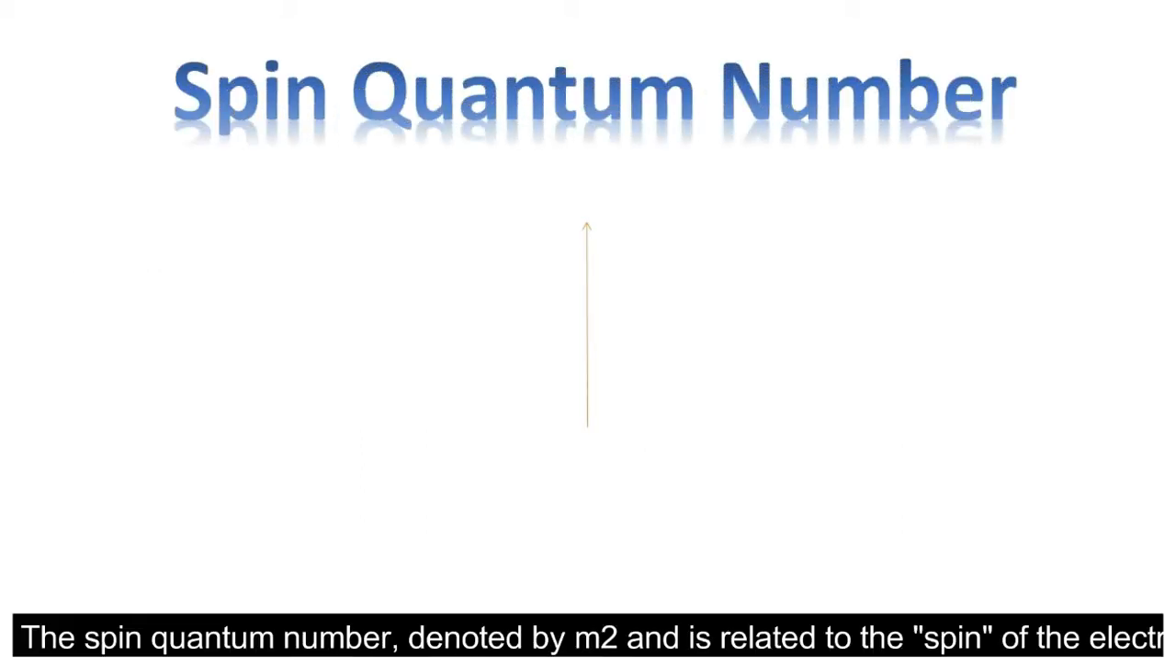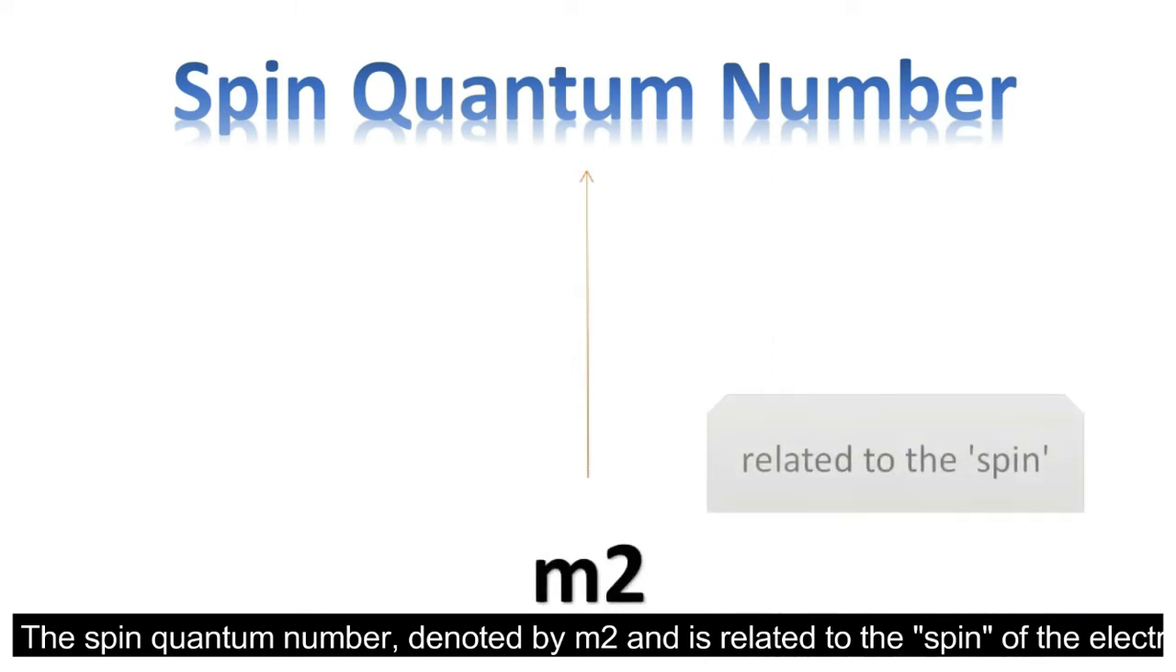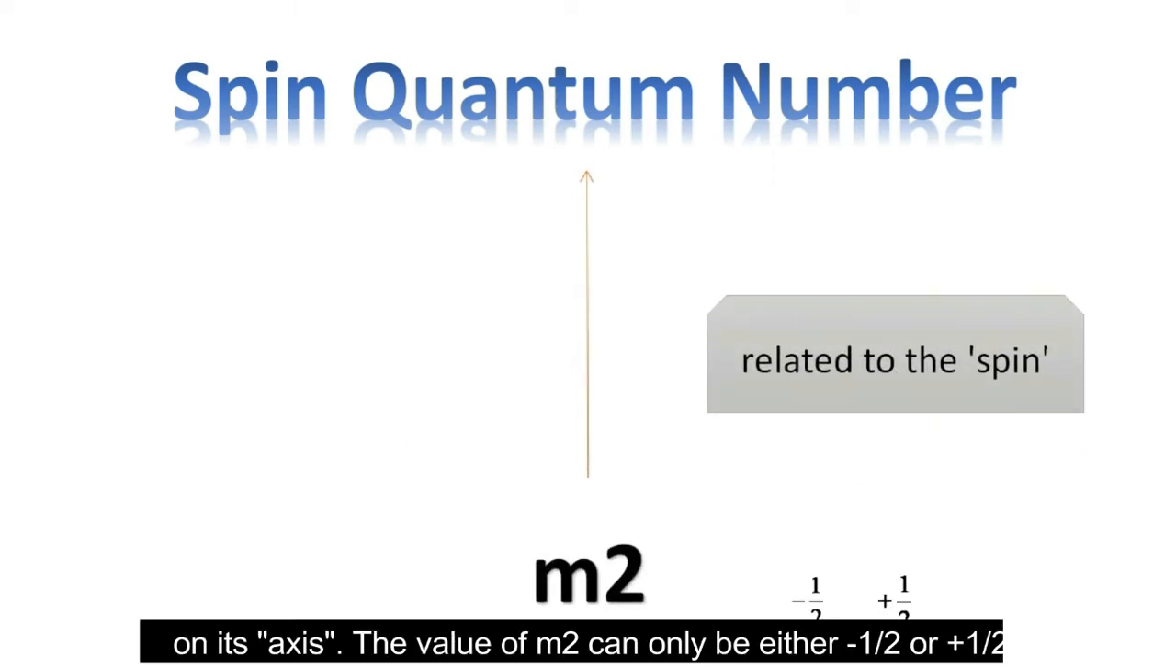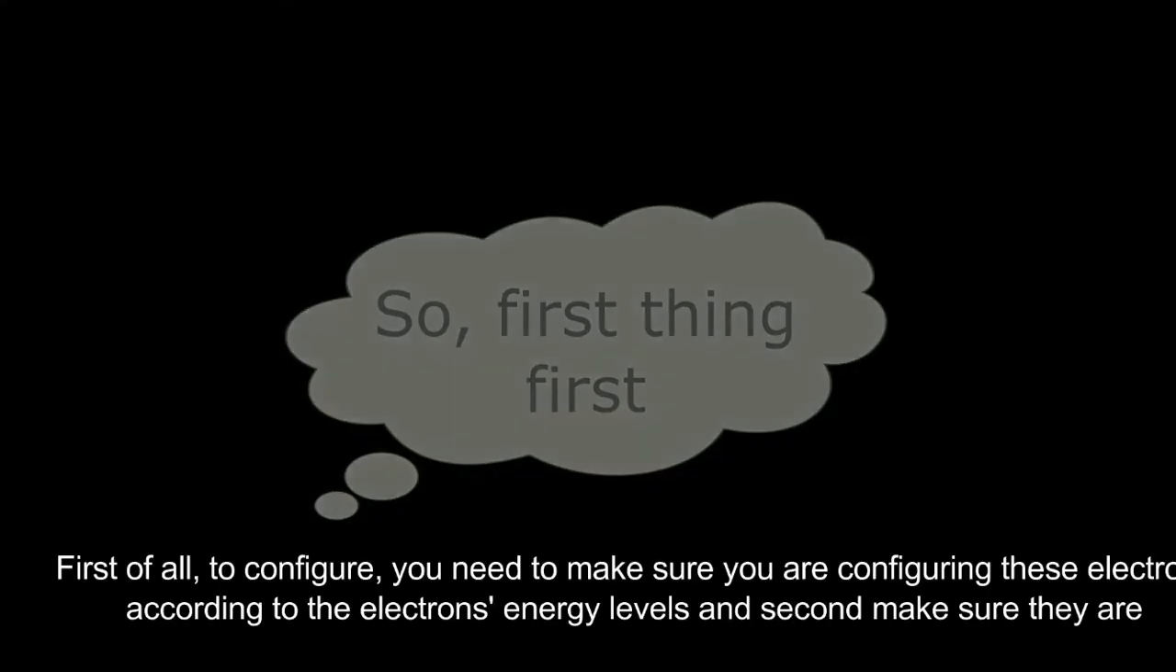The spin quantum number is denoted by ms and is related to the spin of the electron on its axis. The value of ms can only be either -1/2 or 1/2. So, first things first.